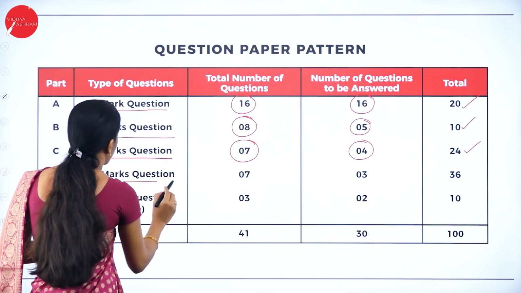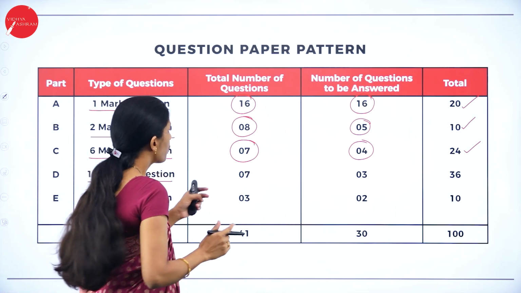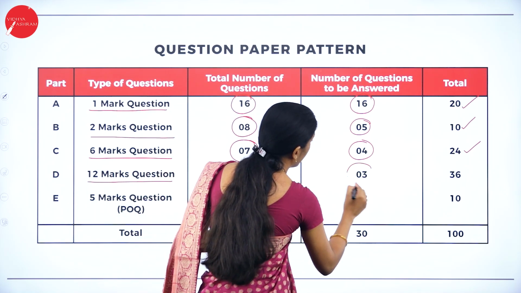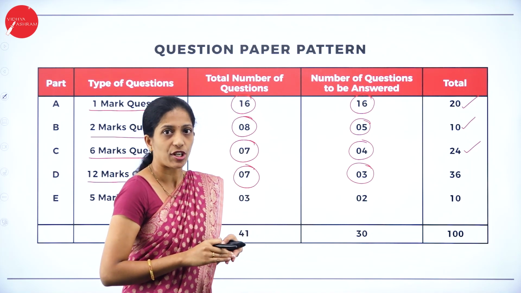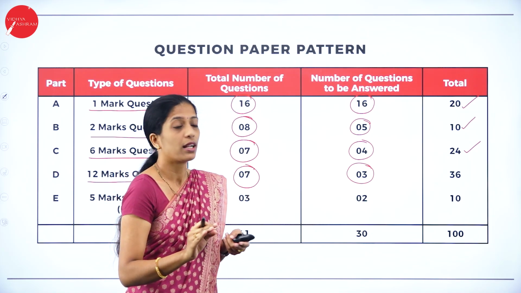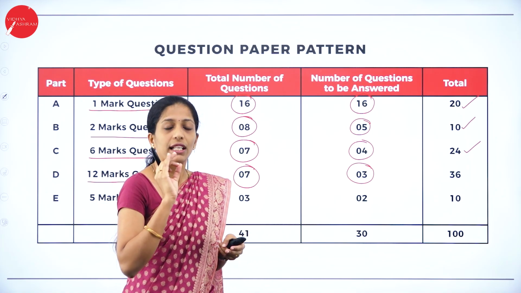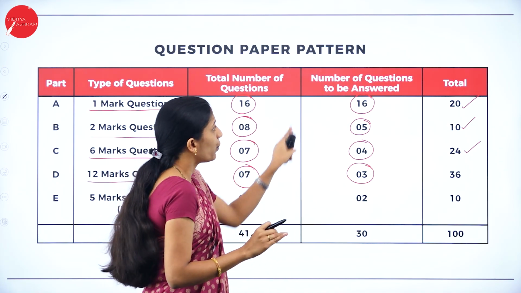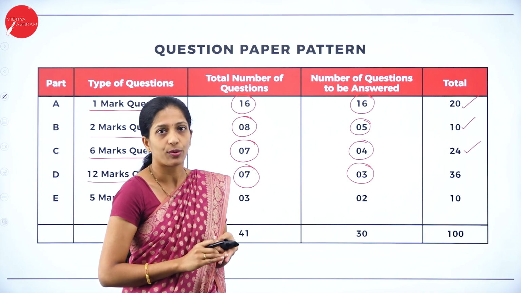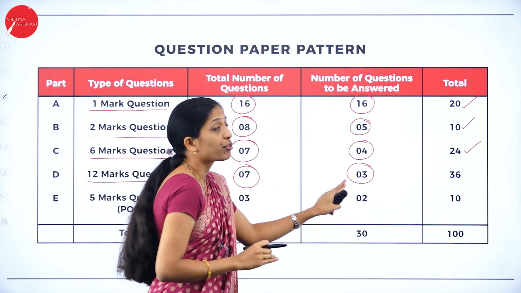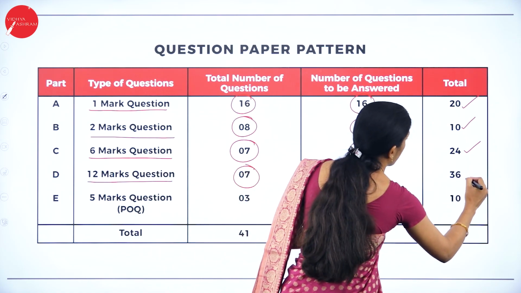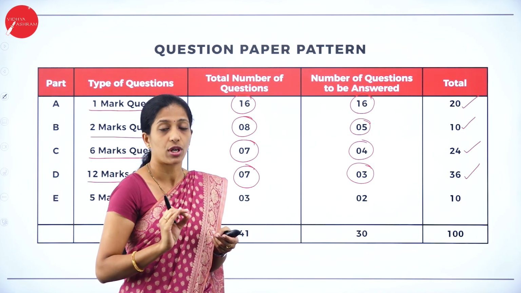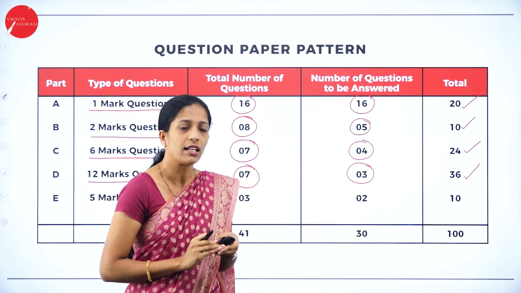Coming to your part D, that is 12 marks questions. Here also 7 questions they will ask, out of which you have to answer only 3. When you compare with your previous year question paper, there you had to answer 4. But this year, you are going to answer only 3 out of 7 questions. Here, 1 question has been skipped, and it has been included in your 1 mark questions. Out of 7, you have to answer only 3 and the total weightage is 36 marks. There are high chances here also to score, as out of 7 questions you are going to answer only 3.